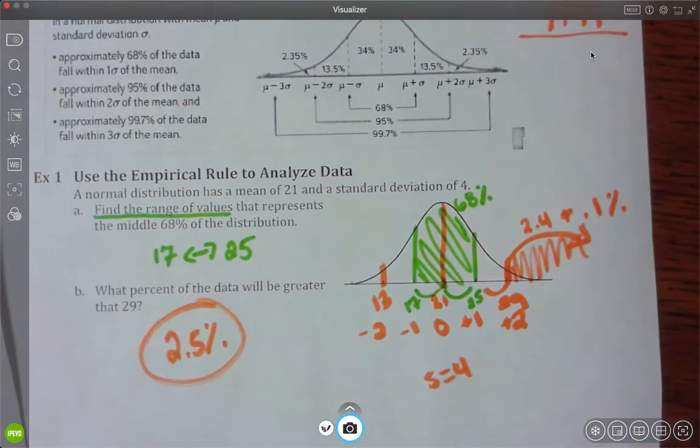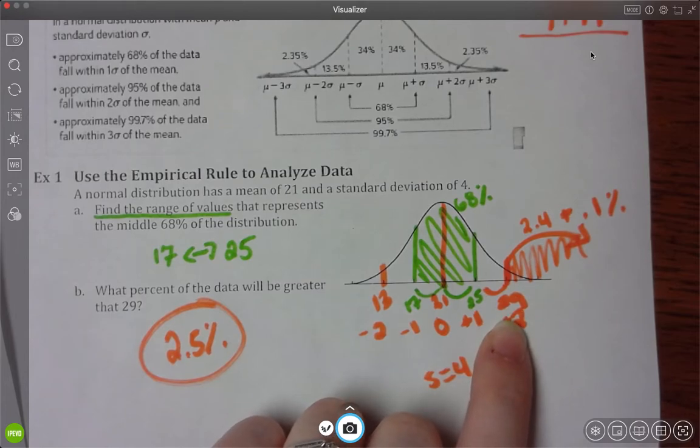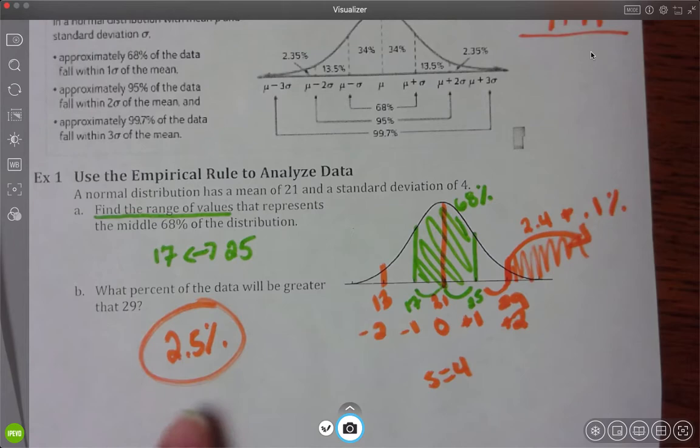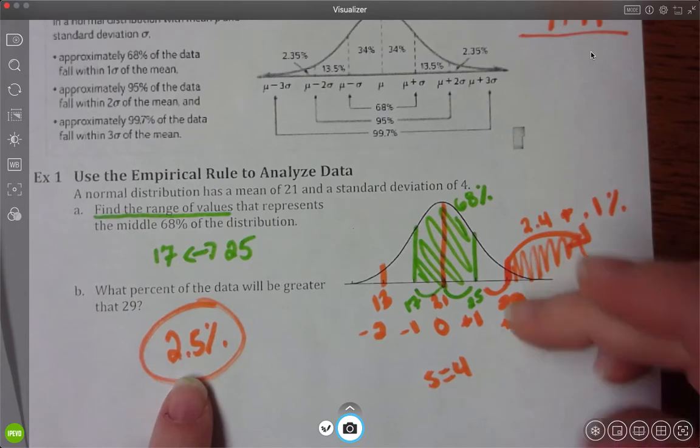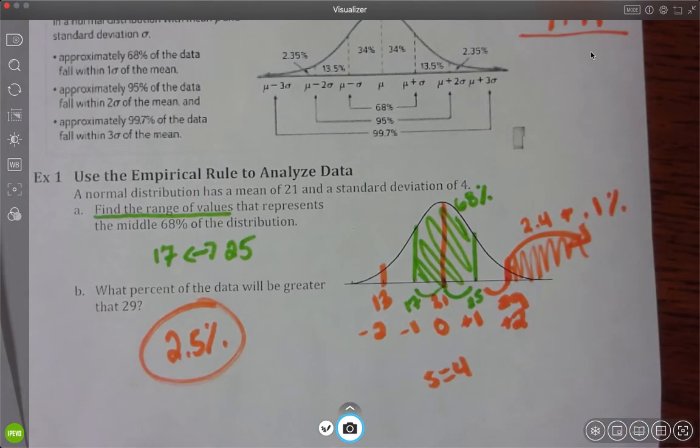So I can expect that about 2.5% of all of the people who take the ACT might score higher than a 29, okay? I know a lot of people that score higher than a 29 on the ACT. Those are the smartest, basically 2.5% of everybody taking it. So that's a way of thinking about how that works.